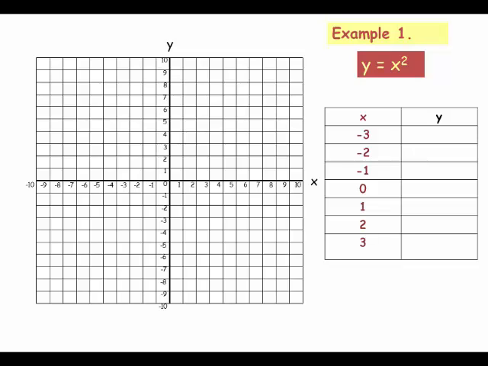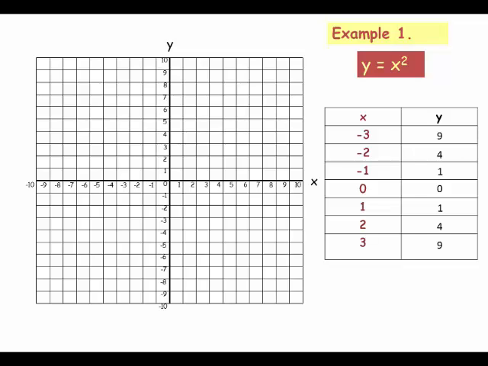So the rule says y equals x squared. That means we need to square the x value. The initial x value is -3. So -3 squared, or -3 times -3, is +9. -2 squared becomes +4. -1 squared equals 1. 0 squared is 0. 1 squared is 1. 2 squared is 4. And 3 squared is 9. So now we have a table of values.